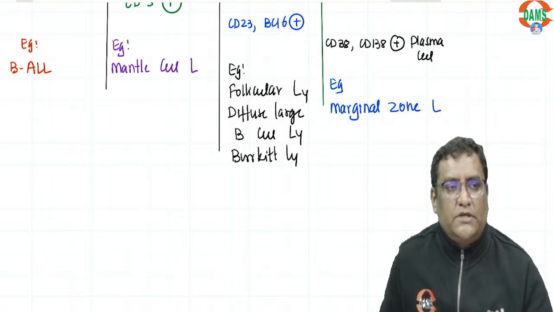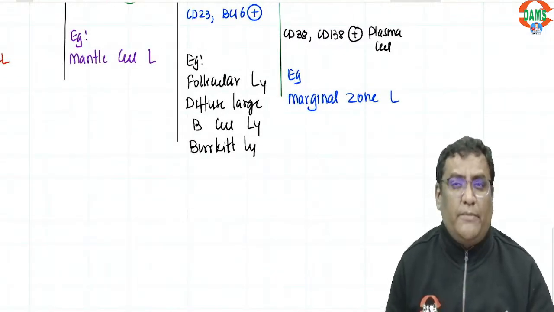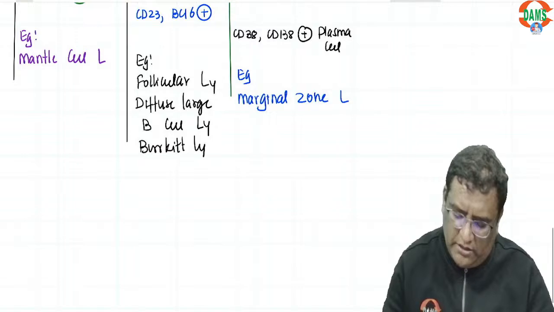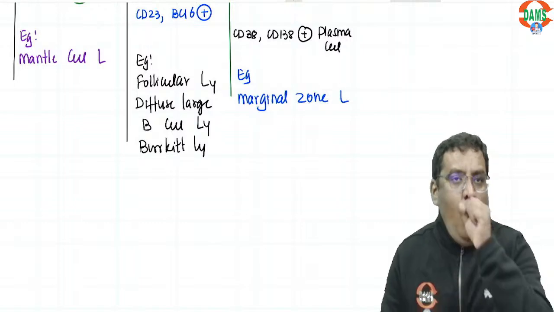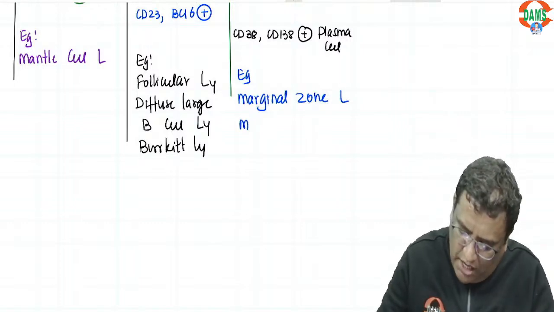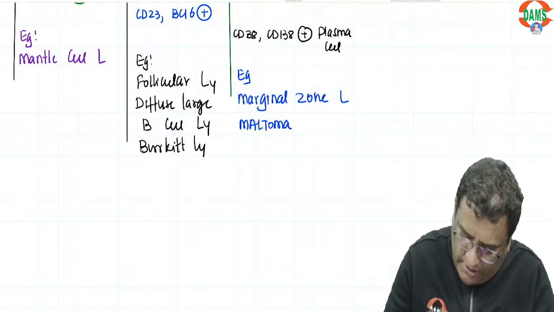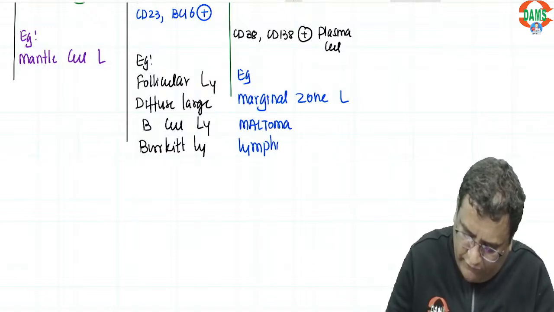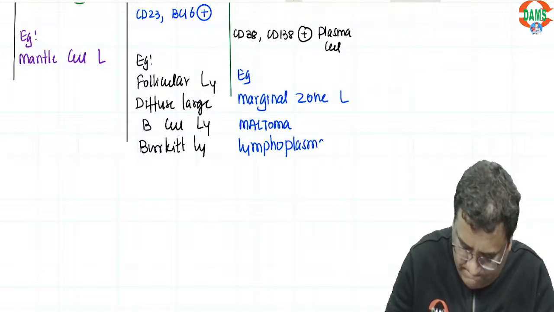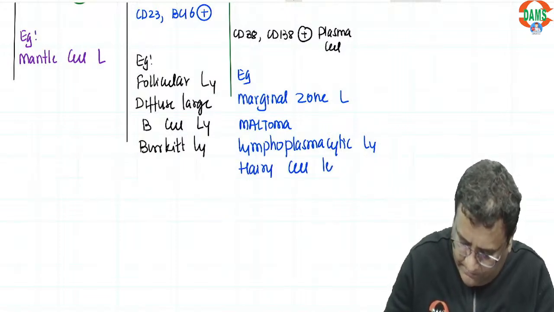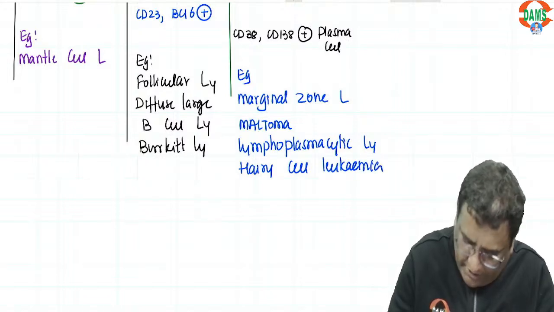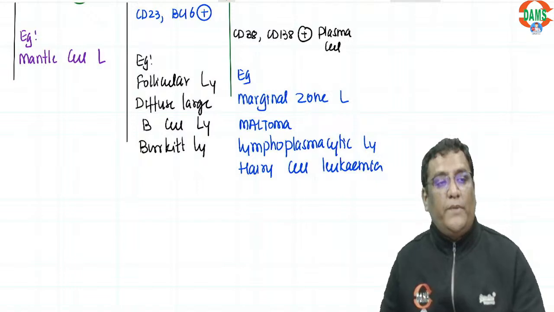Next is, yes. So let me talk about those which are arising from post-germinal. Post-germinal, remember, has two types of cells. Which are those two types of cell? Memory B cell and a plasma cell. So we are talking memory B cell neoplasms now. Marginal zone lymphomas, MALToma, lymphoplasmacytic lymphoma, then hairy cell leukemia.